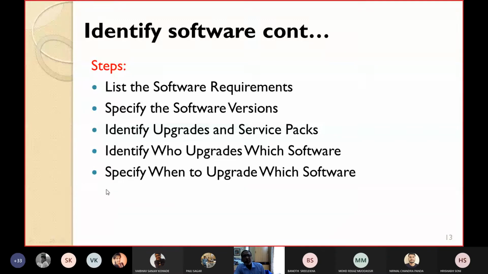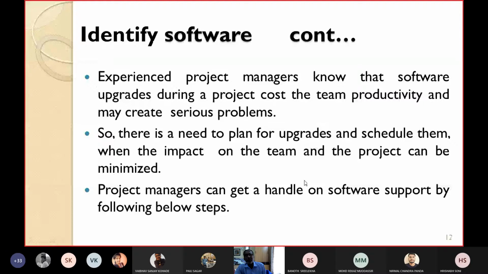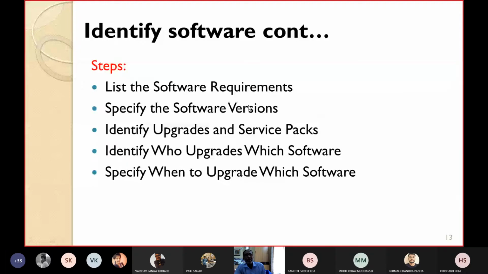Not only that, you have to specify when to upgrade which software. So when each software has to be upgraded. So you have to specify when to upgrade which software. So these are the basic steps you may follow to get a handle on the software support. Okay, these are quite easy things.